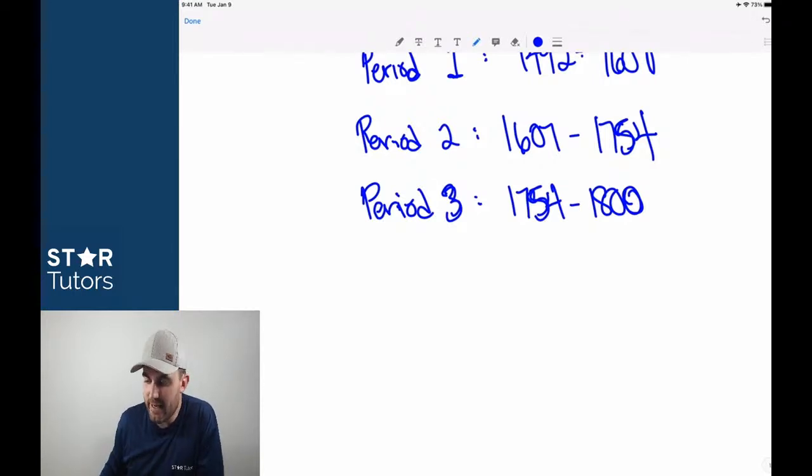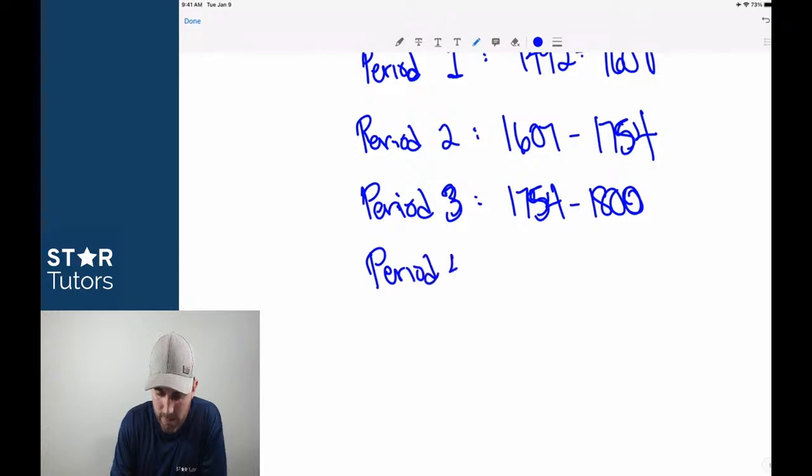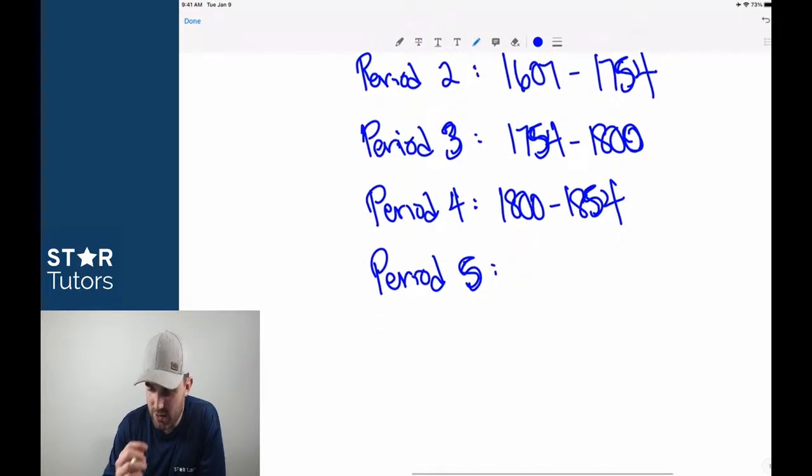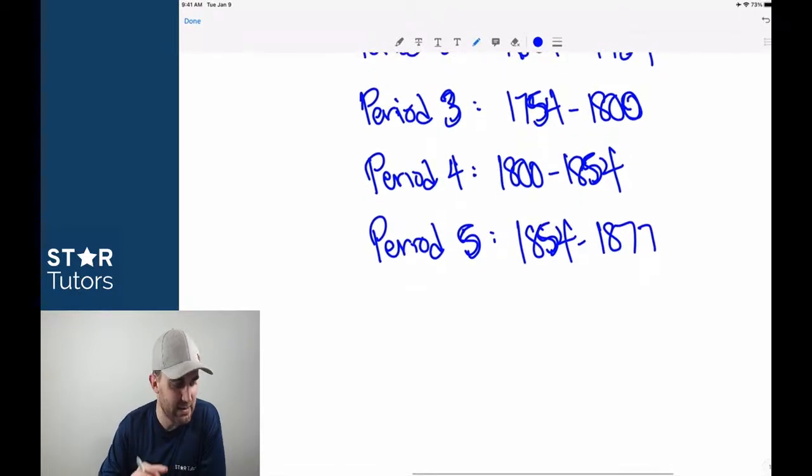The next one, period 4, is generally considered from 1800 through 1854. Period 5 then gets into another crucial part of American history, from 1854 through 1877. And I promise this will all make sense here in just a second.